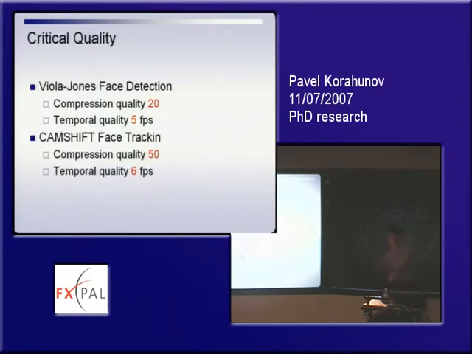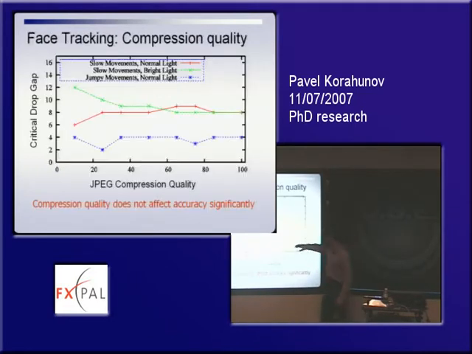So, therefore, out of these experiments, what we can take out is that for the face detection algorithm, we can take compression quality 20, and we took frame rate 5 frames per second. That's just because we think that 5 FPS is enough for the face to be detected, right? And for the CamShift tracking algorithm, we take conservatively compression 50 and temporal quality 6 frames per second. This is based on the fact that for very jumpy movements, we have drop gap 4, so we drop 4 out of 5 frames, which gives us 6 frames per second.